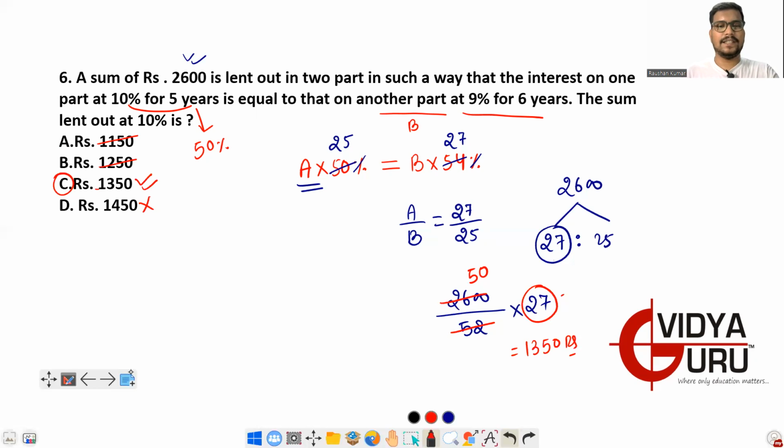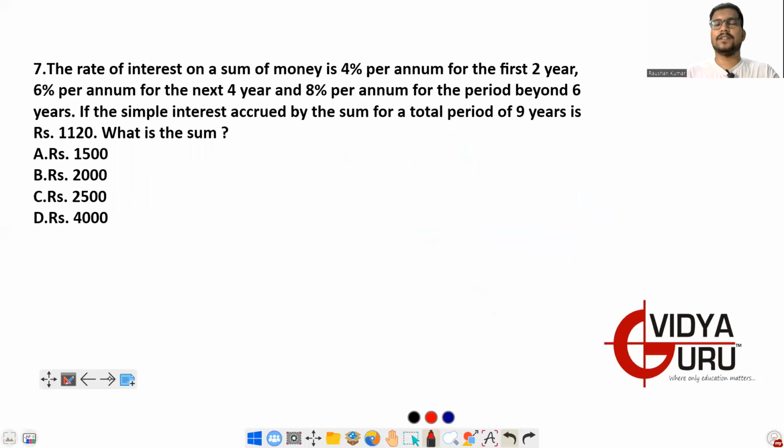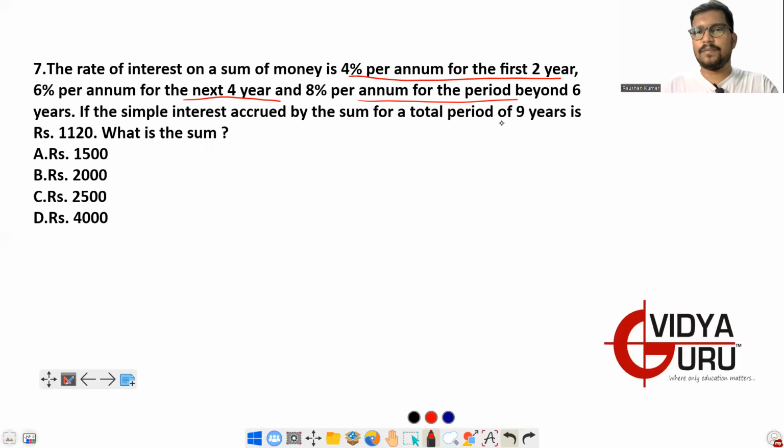Okay, now we will see the next question as well. Okay, see here. Yeah, this is also the important question. Just see here, the question is saying the rate of interest on a sum of money is 4% per annum for the first 2 years. See, 4% per annum for the first 2 years. Okay, 6% per annum for the next 4 years, and 8% per annum for the period beyond 6 years. If the simple interest accrued by the sum for the total period of 9 years is rupees 1120, what is the sum? See here, simple it is.